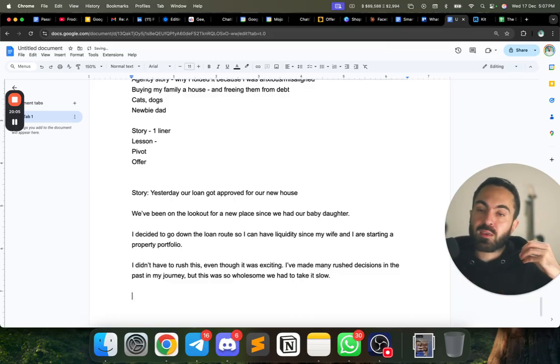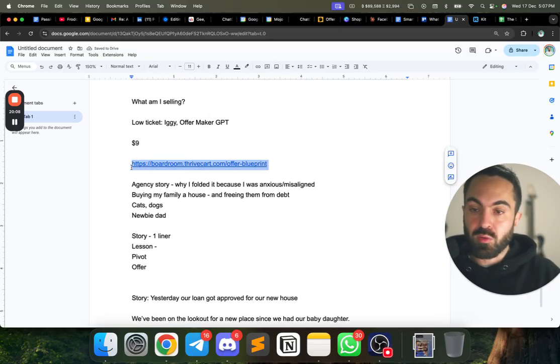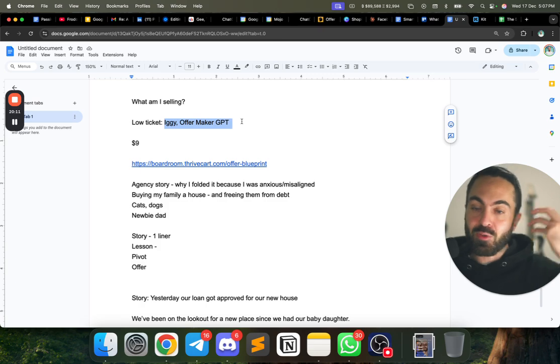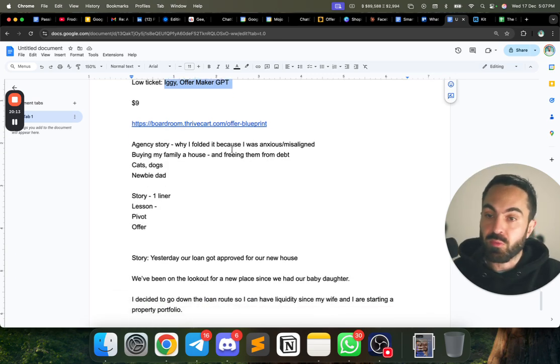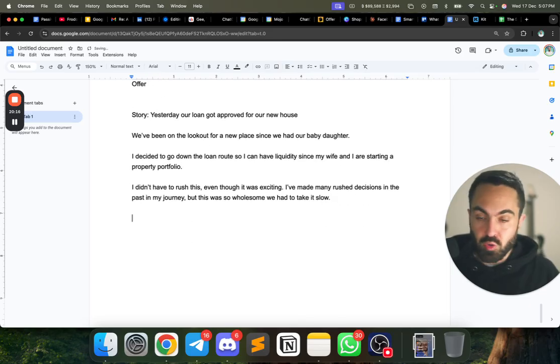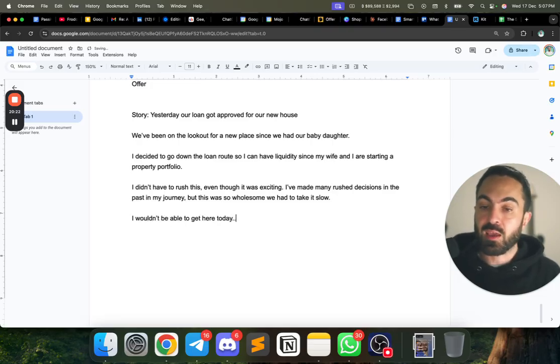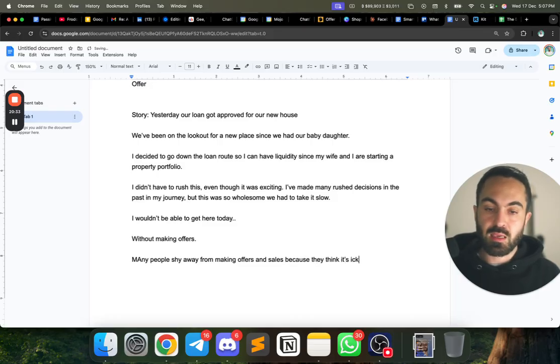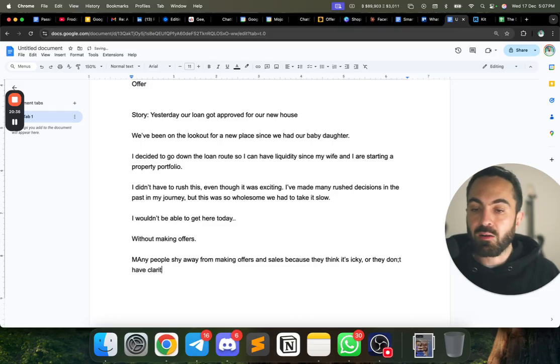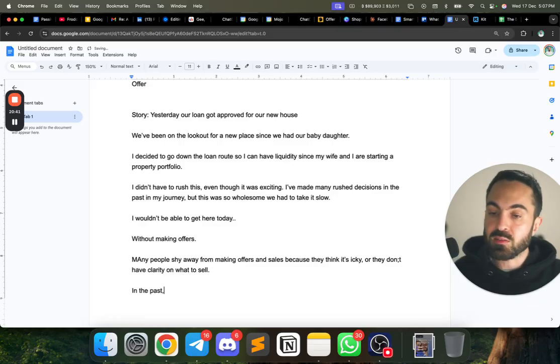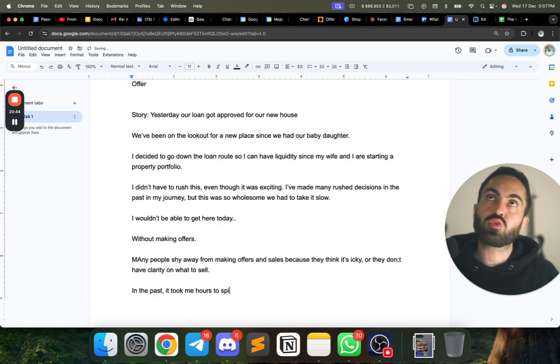Now, I'm thinking, I know what I'm selling. I'm going to sell this offer blueprint. It's Iggy, the offer maker, who makes the GPT, the offers for people without the sales call. So I'm going to try to pivot it. I wouldn't be able to get here today without making offers. Many people shy away from making offers and sales because they think it's icky or they don't have clarity on what to sell. For example, in the past, it took me hours to spin up an offer.